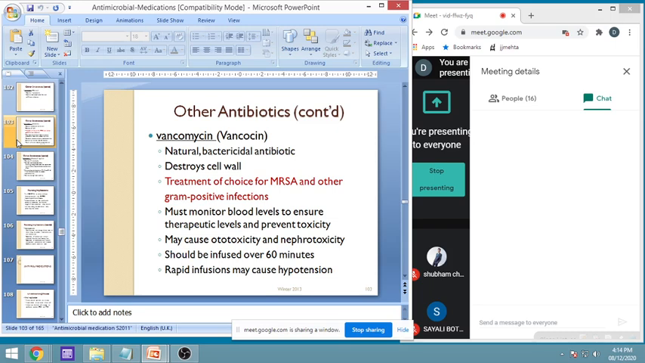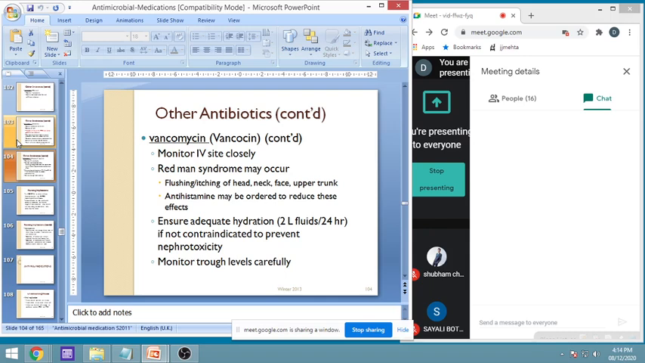It should be infused over 60 minutes. Rapid infusions may cause hypotension, that can be a concern. The intravenous site should be closely monitored for injury or thrombophlebitis. It can cause Redman syndrome, that is flushing, itching of head, neck, face, upper trunk. Antihistamine may be administered to reduce these effects.